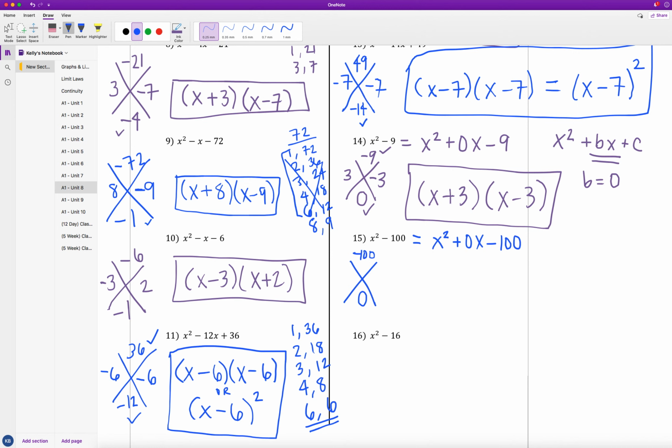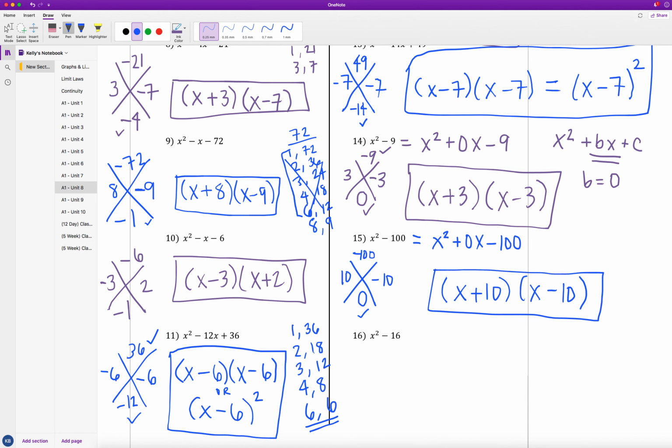So from here, what I'm getting then is going to be a 10 and a negative 10. Since 10 times negative 10 gives me negative 100, and 10 plus negative 10 gives me 0. So my final factored form will be x plus 10 times x minus 10. Now, unlike examples 11, 12, and 13, I can't rewrite these as one term squared because they're not identical.